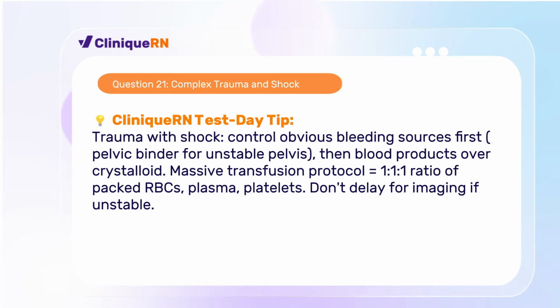Clinique RN Test Day Tip: trauma with shock. Control obvious bleeding sources first. Pelvic binder for unstable pelvis, then blood products over crystalloid. Massive transfusion protocol means a 1:1:1 ratio of packed RBCs, plasma, and platelets. Don't delay for imaging if unstable.